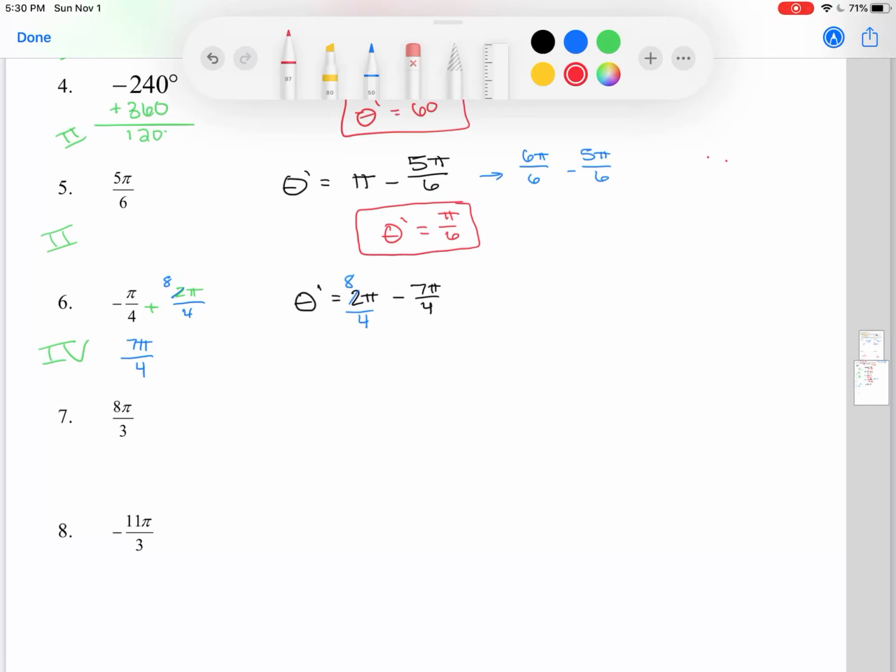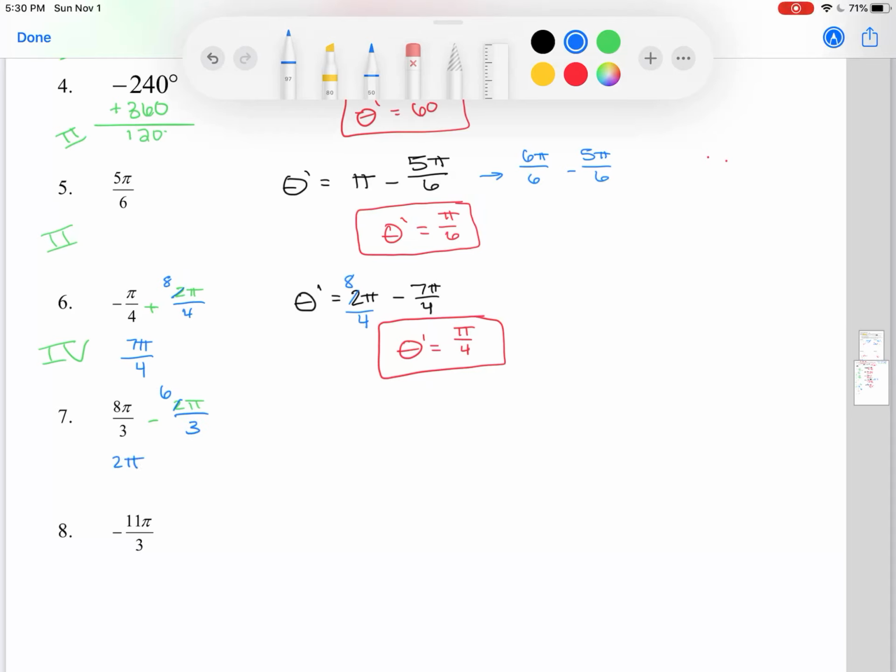The fourth quadrant tells us to take 360 first, but in our case, since we're talking about radians, we want to take 2 pi and then subtract what we were given. Get the same denominator, and so my reference angle, oddly enough, is a positive pi over 4.